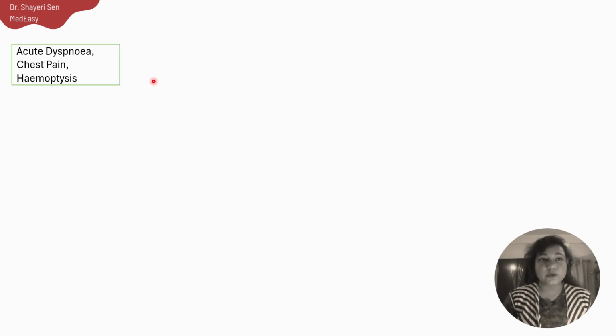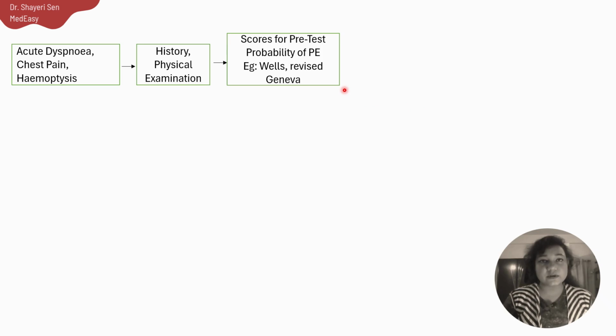So if a patient comes with acute onset dyspnea, chest pain and hemoptysis, a pulmonary embolism is high on my differential, right? And if the history and physical exam point towards the same, what do we do next? Before going for the definitive imaging or testing, we do some scores to check for the pre-test probability. Pre-test, so before a test, we check how high the probability is that the patient has a pulmonary embolism. We can use the Wells score, the revised Geneva score, and so on. As per these scores, my patient could have a low, intermediate, or high probability for a pulmonary embolism.